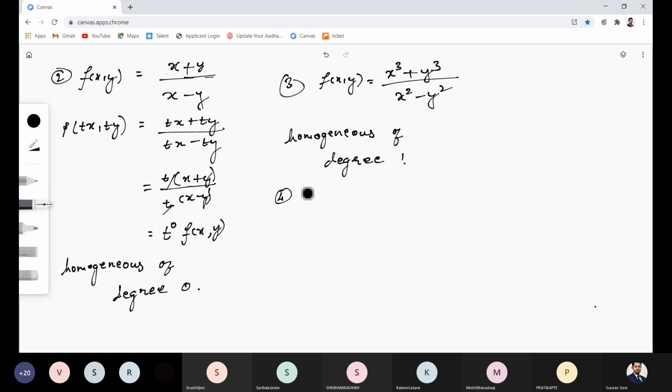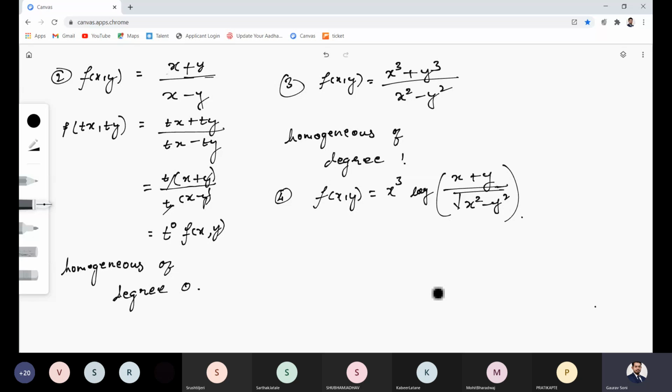Fourth one, f of x comma y is equal to x cubed log of x plus y under root x square minus y square. Sir, homogeneous with degree 3. Yes, with degree 3. Right.